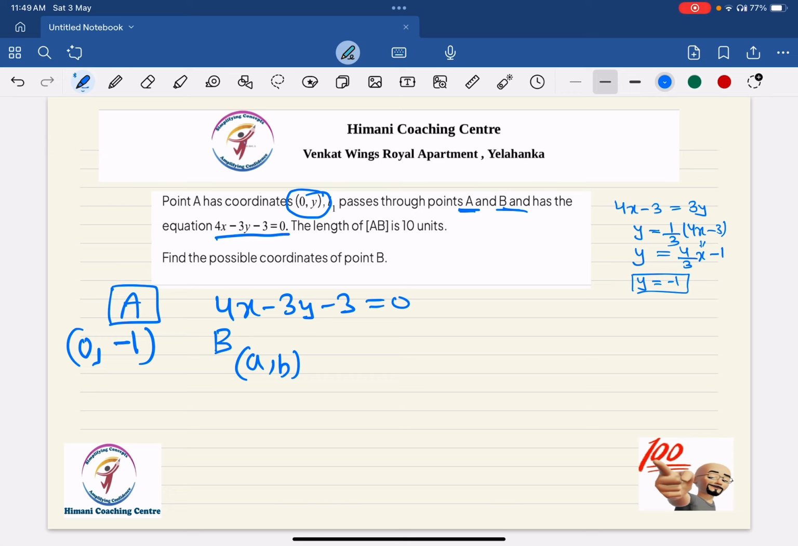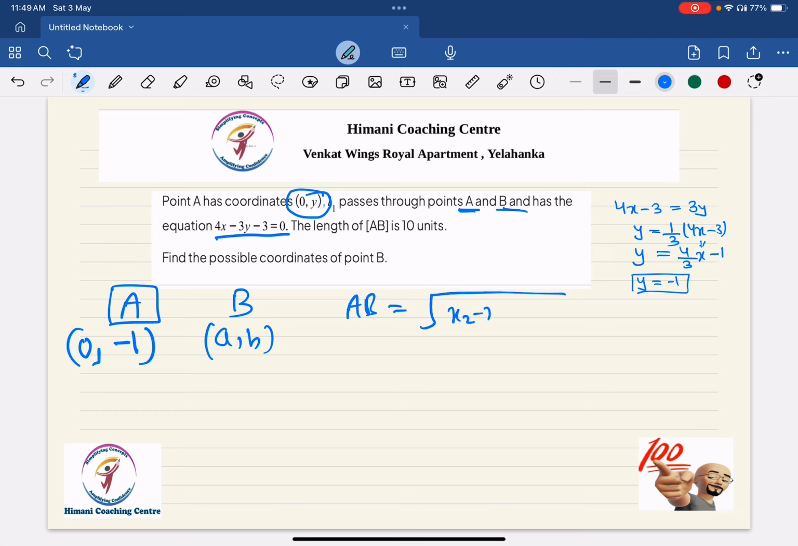Now we have got the coordinates of A. I don't need this. I'll rewrite B: I'm saying the coordinates of B are (a, b). So what is the distance formula? If I have to find AB, using the formula in terms of x1 and x2, it is the square root of (x2 minus x1) square plus (y2 minus y1) square. That is the distance formula.